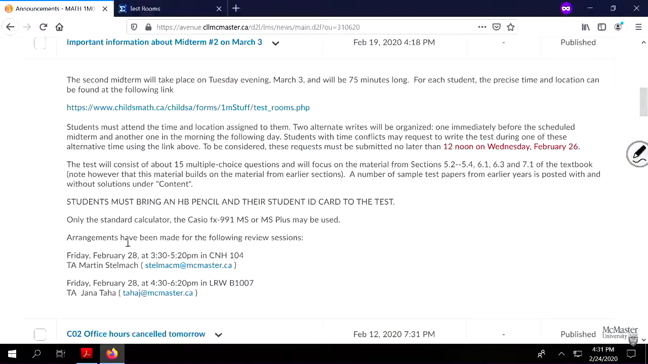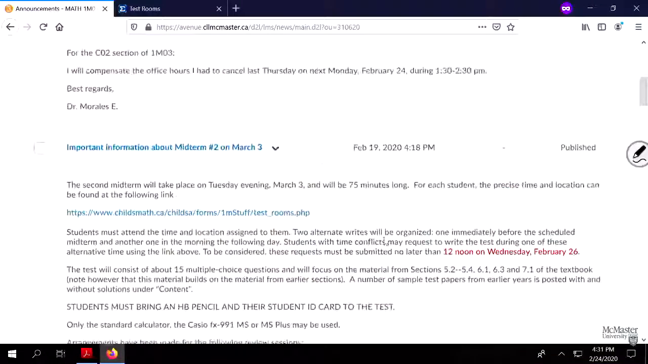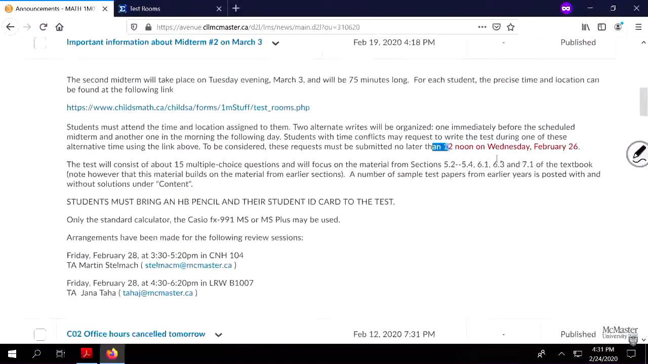And there are two review sessions on Friday, which are in this location. So most probably you have seen all this information during the reading week. Just keep in mind the deadline. I think that's the important part. But in any case, we'll continue with a new topic.